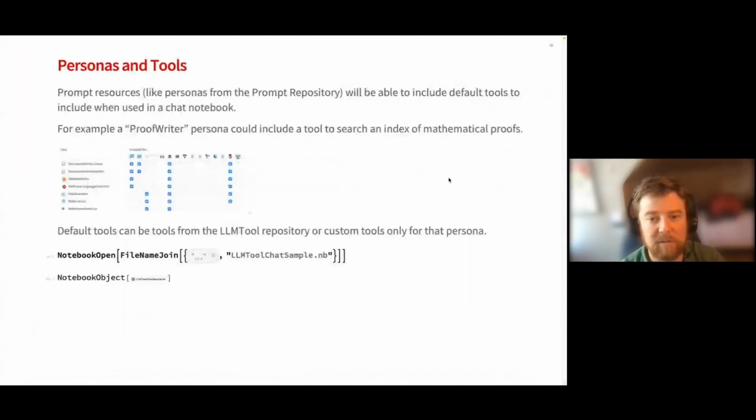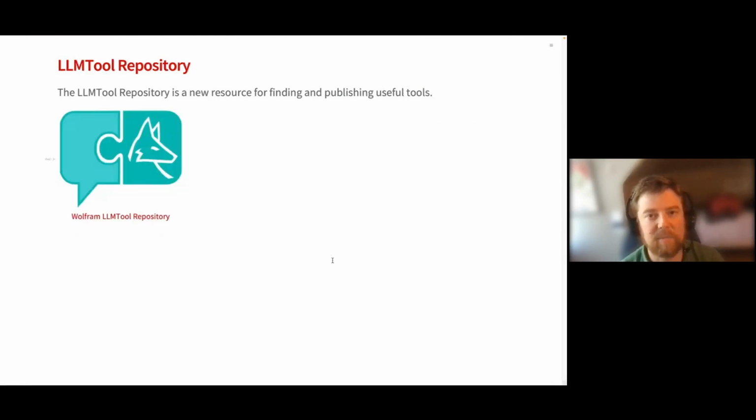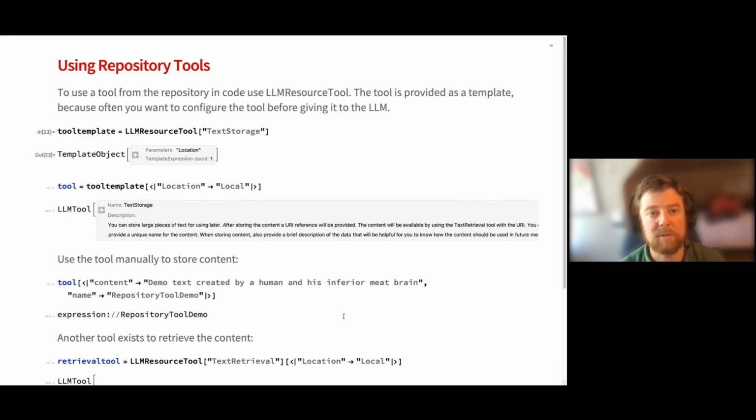All right. So we just saw this. Everything works, so I don't need to show you my pre-created example. The tool repository, we just saw the homepage for. This is a new part. If you're familiar with other repositories like the function repository or Paclet repository, you should feel right at home working with the new tool repository. The main function for accessing tools from the tool repository is LLMResourceTool. We saw this right at the beginning of my talk, in the very first example.